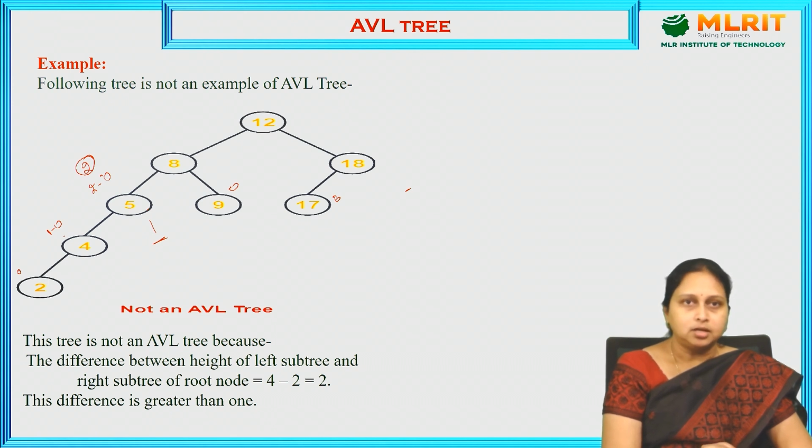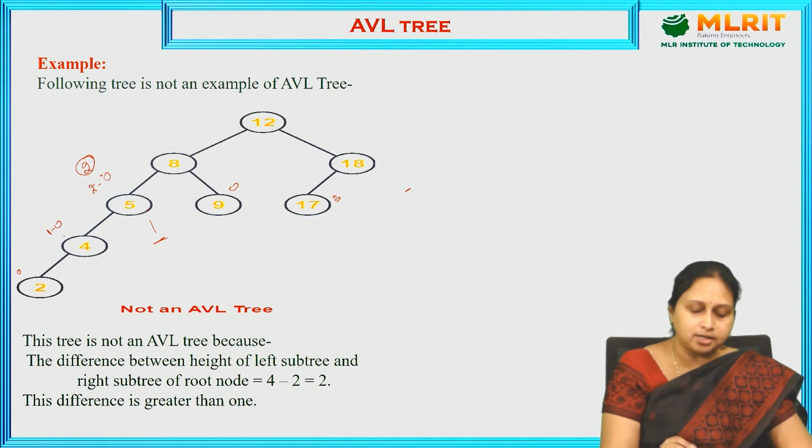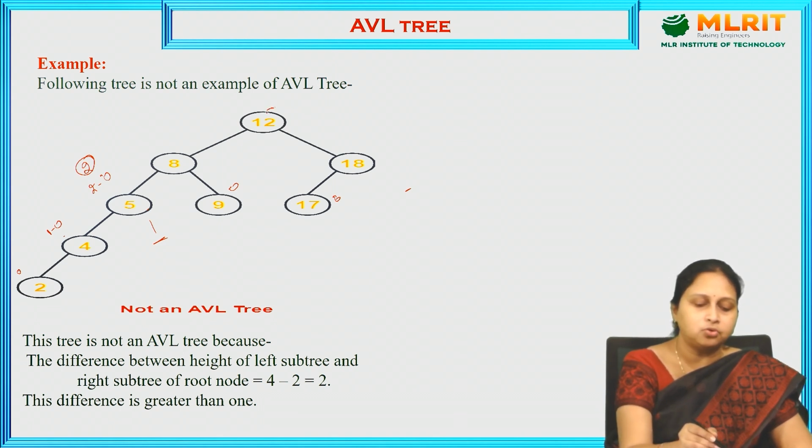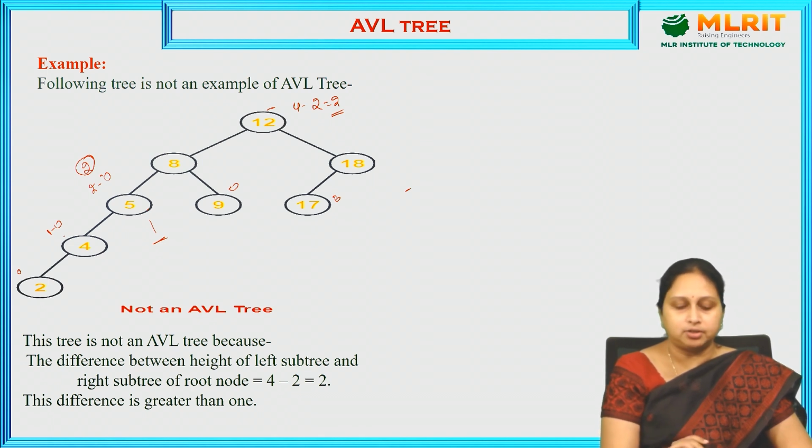This is one thing. And here if you check the complete tree also, for the root node, I am having 4 nodes in the left subtree, 4 minus the right subtree, which is 2. 4 minus 2 is nothing but 2. In this way also we can say that it is not satisfying the property of our AVL tree. That's why this tree is not balanced.